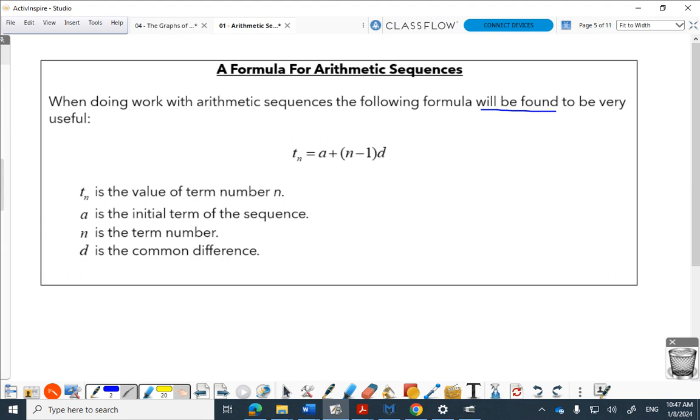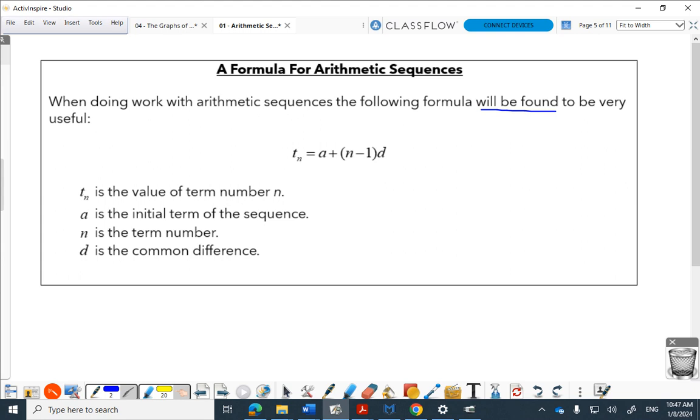Tn equals a plus (n minus 1) d. Tn is whatever term number you want. So if you want the 80th term, you can use this formula to get it. A is the initial number of the sequence, whatever you start with, and n is the term number, and d is the common difference. I'm going to take this thing for a test drive. So if you're like, I don't know where you're getting this formula from, by the time the lesson's over, you'll see why this is the formula. I decided in this lesson to not develop the formula, give you the formula, and then show you why it works. Okay? So this is your reference that you go back to.